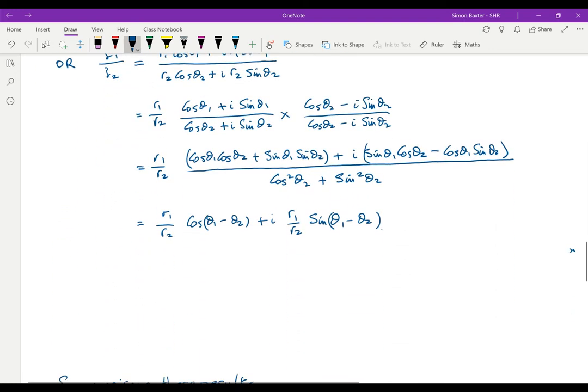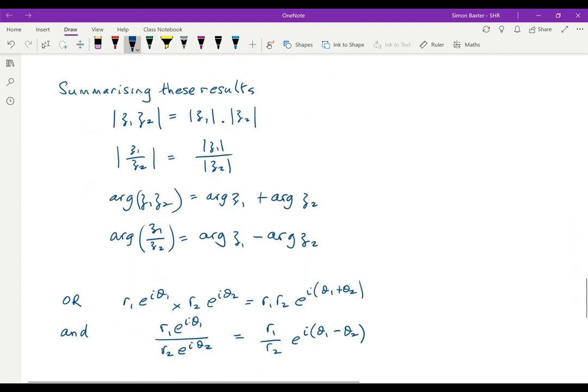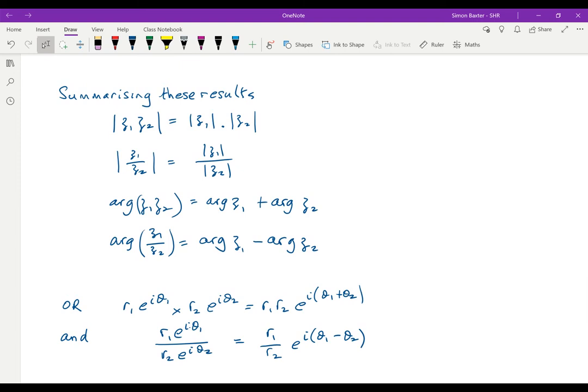I've summarized all that for you. So here are the results for multiplication and division, and here is just the way that you can write it down. The exponential form, you don't have to learn any answers, they're just here.